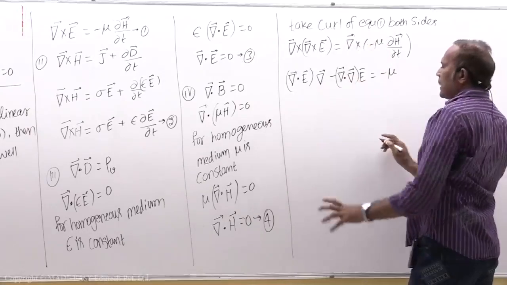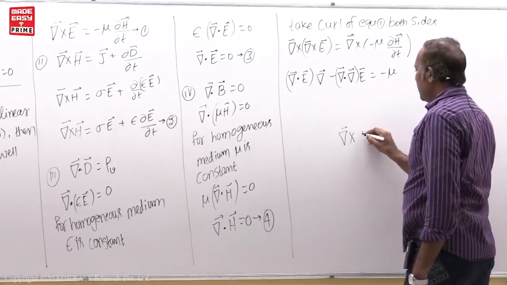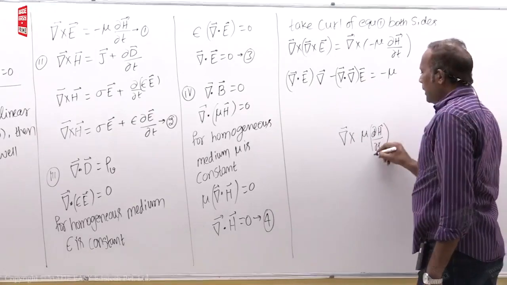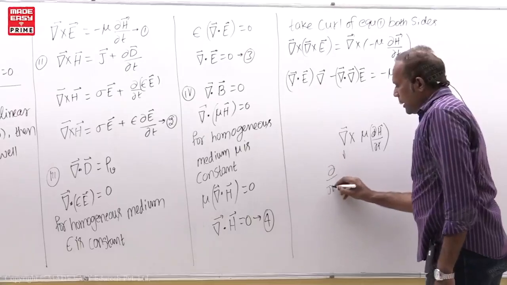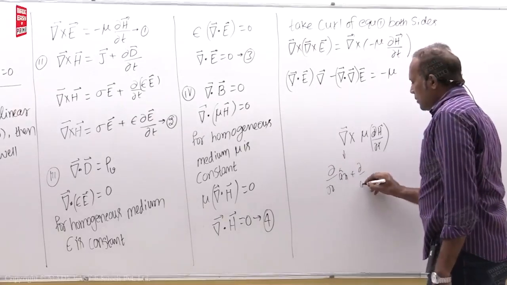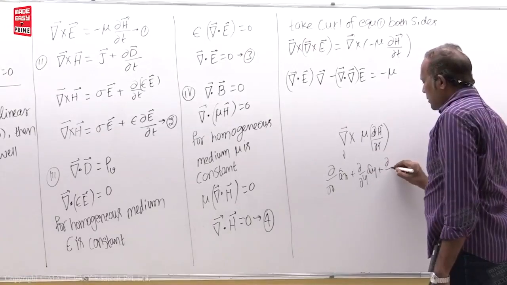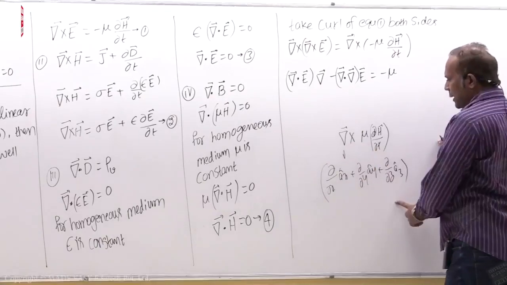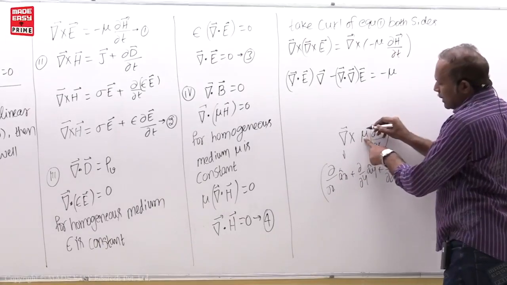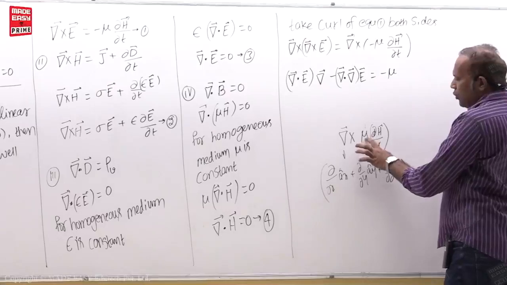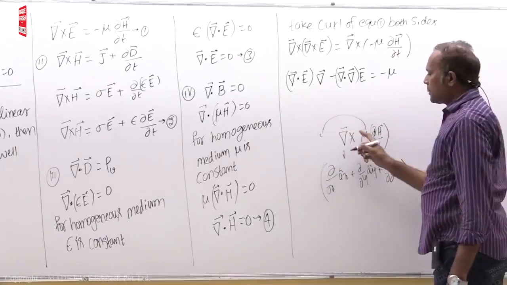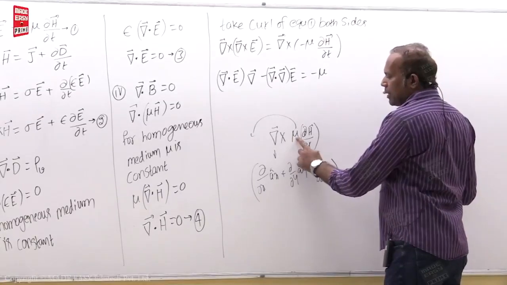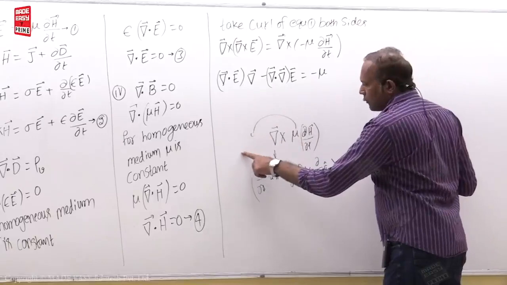Once again I am telling students, for example, here this del is dou by dou x ax plus dou by dou y ay plus dou by dou z az. So it is differentiation with respect to x, y, z. If mu is a function of x y z, then you cannot get it outside. But if mu is constant, then it can come out of this. So remember, for a homogeneous medium mu is constant, it can come out of this del.